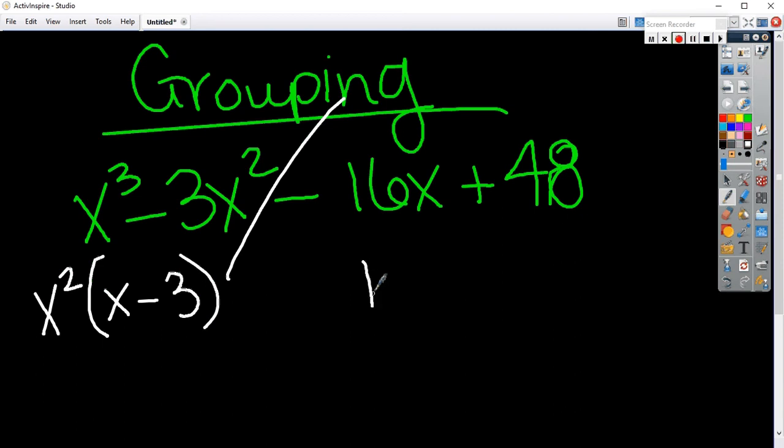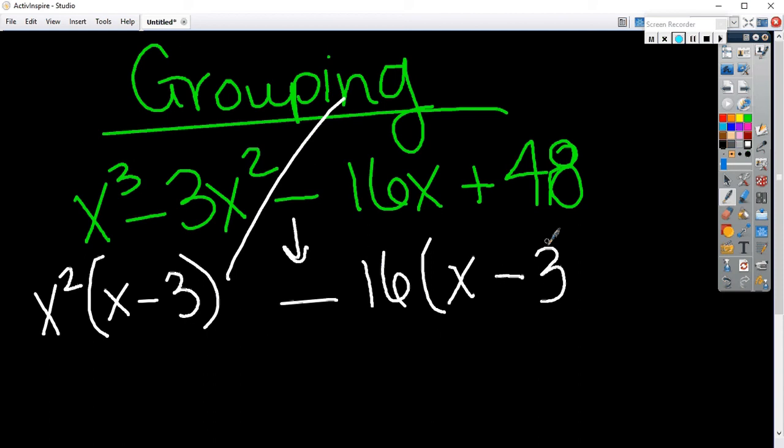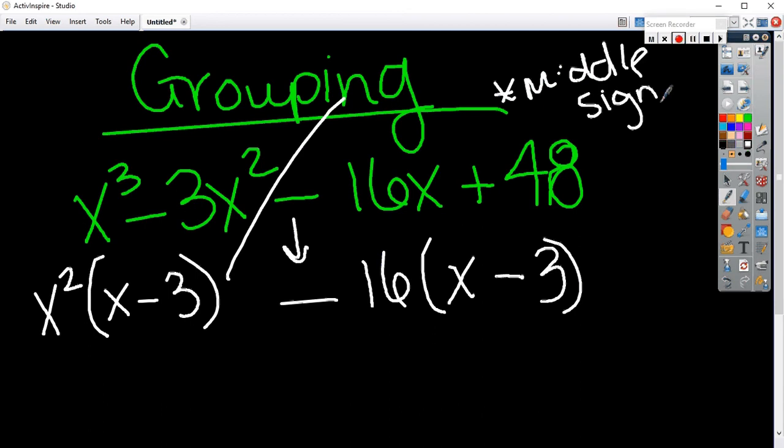16. Now remember, I've got to take this minus, so what I'm really doing is taking a negative 16 out of both. So what's left? X minus 3, because if I'm taking a negative 16 out, I have to change the sign. So if the middle sign is negative, it changes the last sign.